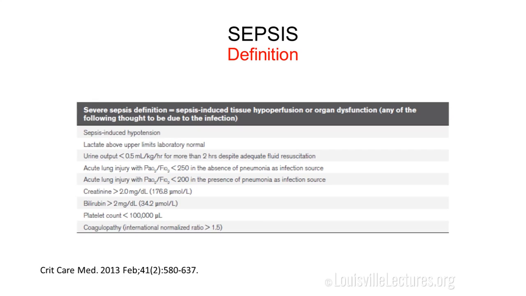So what is organ dysfunction? How can you evaluate whether there is organ dysfunction? So if you have a high lactate, if you have low urine output, if you have low oxygenation, if you have an increase in your creatinine level, if you have an increase in the bilirubin level, if you have low platelet count, or if you have coagulopathy. So those are signs of organ dysfunction, and severe sepsis is sepsis plus organ dysfunction.